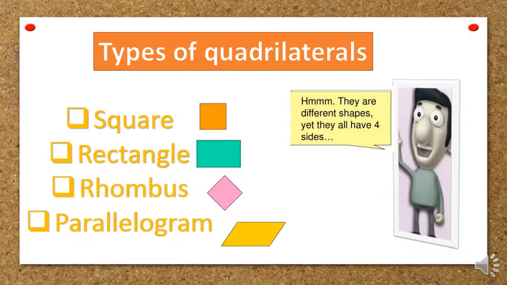The quadrilaterals that we are going to study their properties are square, rectangle, rhombus, and parallelogram. We are going to identify the characteristics of the diagonals of these quadrilaterals. So let's start talking about the characteristics of the diagonals.